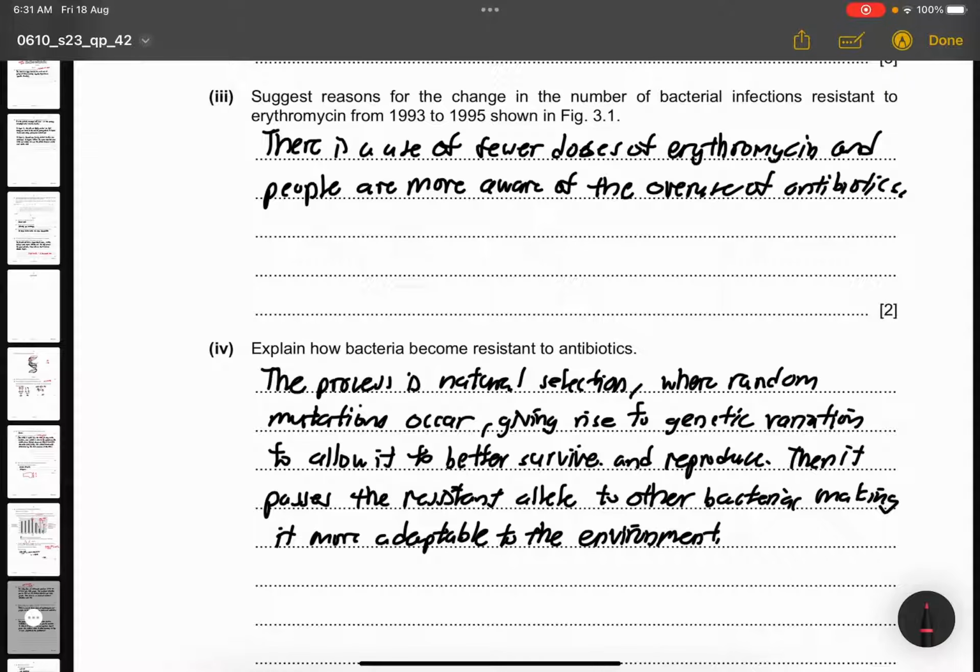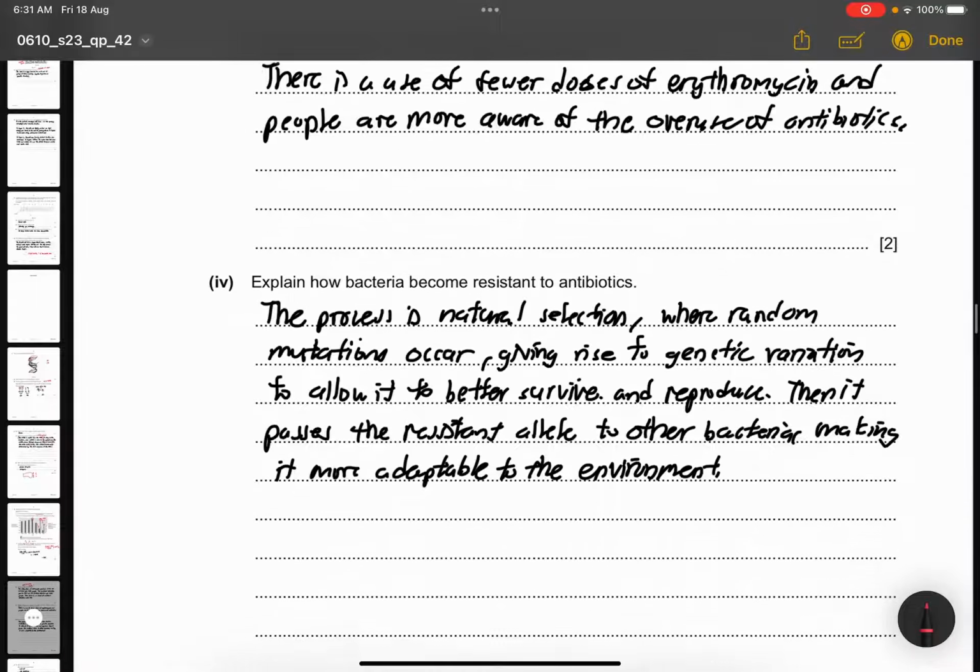Okay. Part 4. Explain how bacteria become resistant to antibiotics. So this question is actually very vague. So the point of this answer is to link to natural selection. So there's a lot of key parts to natural selection here.